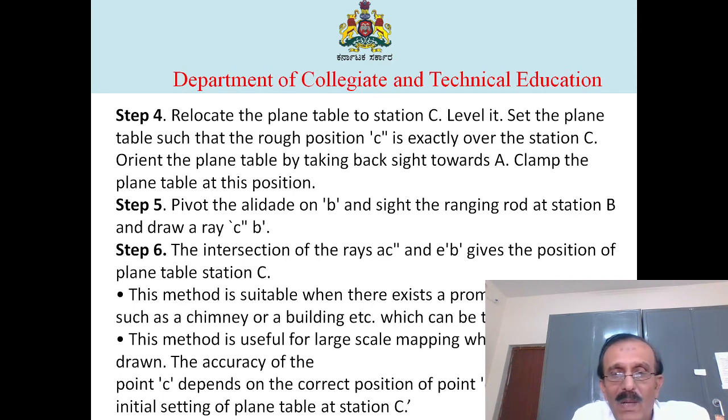This method is suitable when there exists a prominent landmark such as a chimney or a building, etc., which can be taken as the station B. This method is useful for large scale mapping when long rays can be drawn. The accuracy of the point C depends on the correct position of c and the correct initial setting of the plane table at station C.